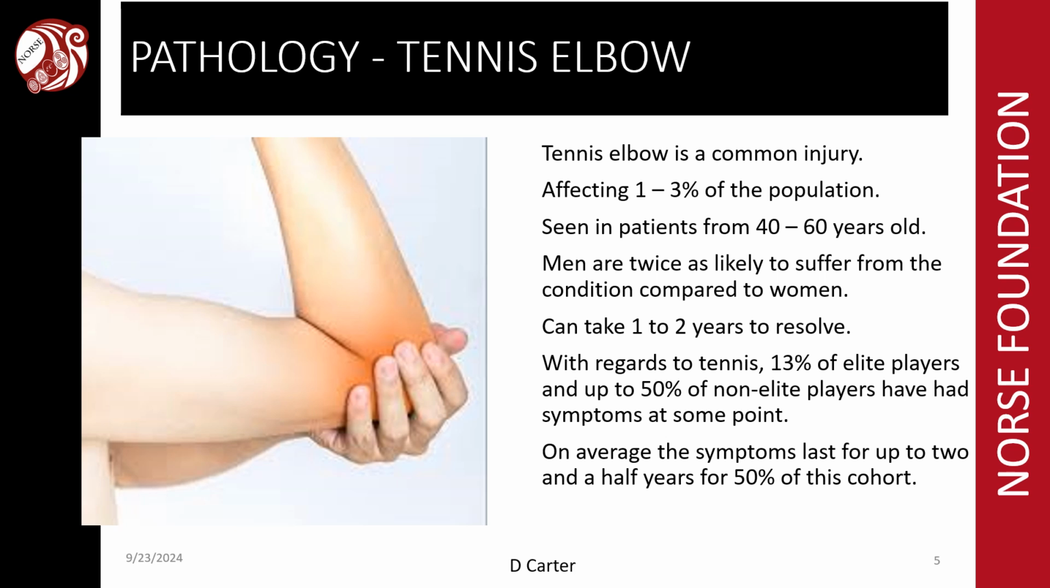Tennis elbow is a common injury. It affects between 1 to 3% of the population, which as far as injuries go is quite a lot. It's normally seen in patients from 40 to 60 years old. Men are twice as likely as women to suffer from it. If it is treated badly or allowed to settle in, it can take 1 to 2 years to resolve, which is a huge amount of time.